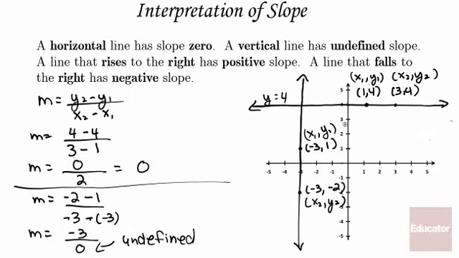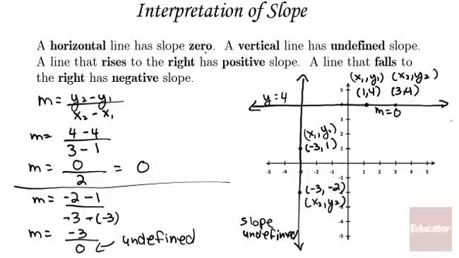So we say that a vertical line has an undefined slope because the change in x is 0, because x is the same at every point. What you end up with is a denominator that is 0, and that is undefined. That is not allowed. So for a horizontal line, the slope is 0. For a vertical line, slope is undefined.